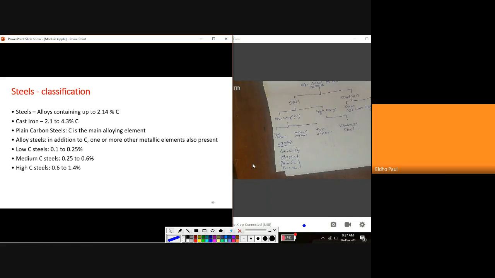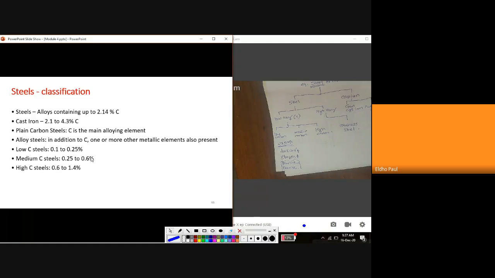We are not using any type of heat treatment process, because this plain low carbon steel is unresponsive to the heat treatment process. So we are not using any type of heat treatment process for low carbon steel. Okay. And the second one is medium carbon steel. In the case of medium carbon steel, 0.25 to 0.6% of carbon is added into iron.